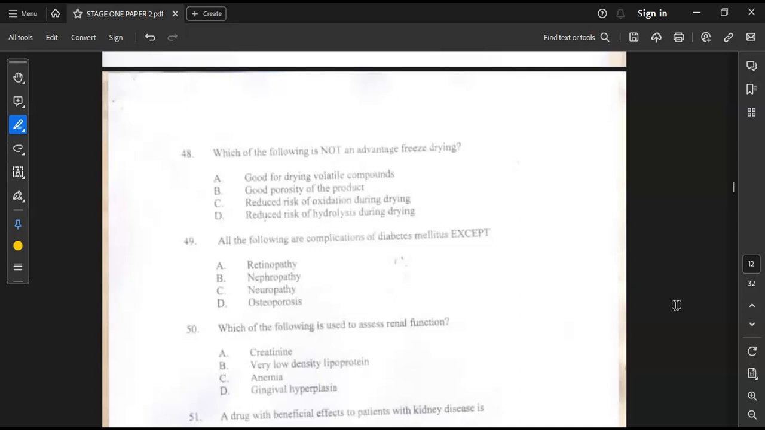I think when it has good porosity, it will increase the solubility and dissolution, therefore increasing the bioavailability. So I searched, it says freeze drying is known to extend the shelf life of foods by preventing microbial growth and retarding lipid oxidation. So that means it does reduce the risk of oxidation. So C is out also. What do you guys think?